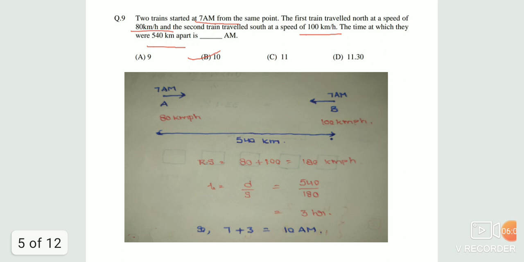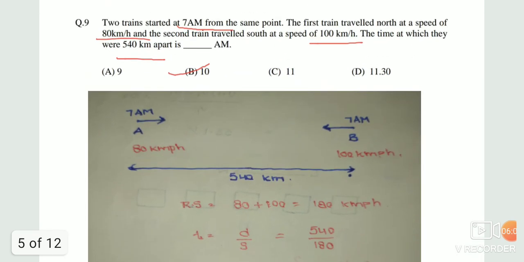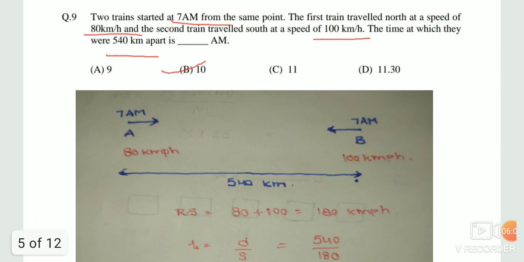These are the distance, time and distance problems. Here two trains started at 7 am from the same point. The first train travelled north at a speed of 80 km per hour and the second train travelled south at a speed of 100 km per hour. Here we have to remember one thing.